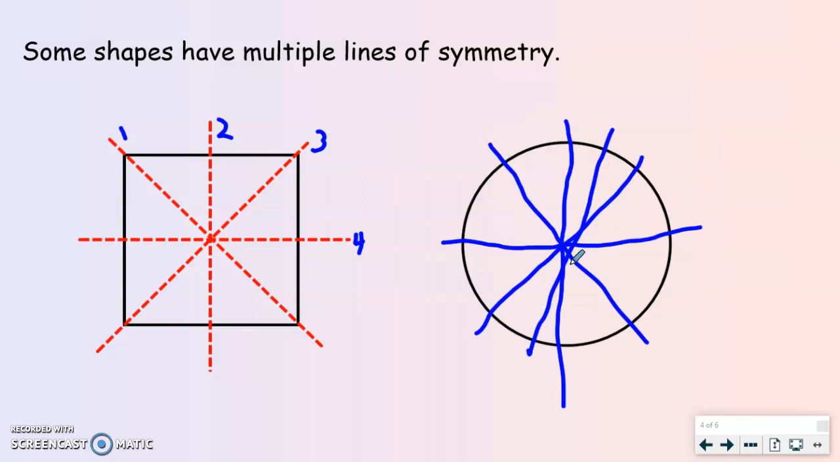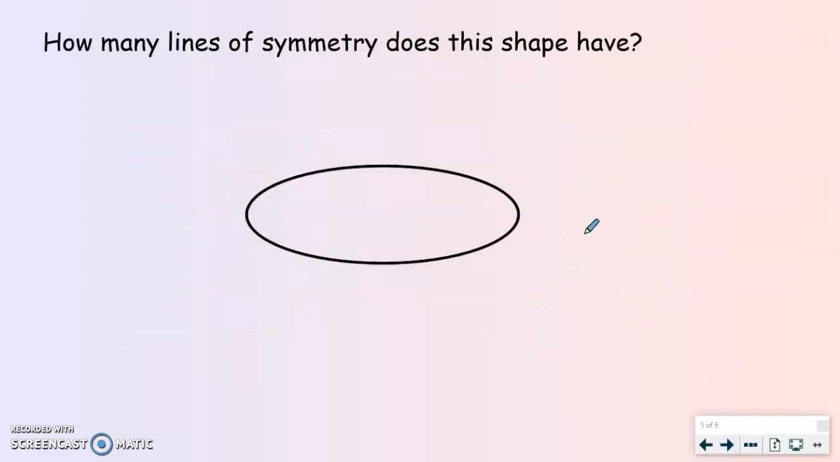So that's pretty cool. And then let's go ahead and do a couple of quick exercises. Let's just try it out. So I've got a shape here. We would categorize this as an oval or an ellipse. It's a kind of elongated circle. So how many lines of symmetry would this shape have? Take a second and think about, if we were to fold this, how many ways could we fold this shape to where the sides would be identical?